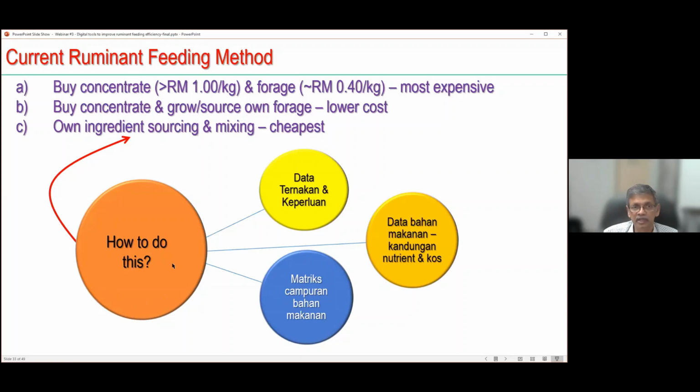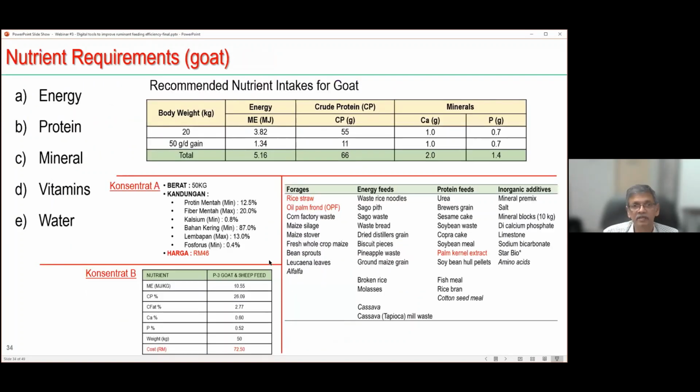Macam mana kita nak buat yang ni? You need these three major components. You need animal requirement data, lepas tu data bahan makanan, dan lepas tu the matrix of how you mix these two to make this. So nanti kita tunjuk sedikit lah macam mana kita nak buat. Of course nampak sedikit technical.